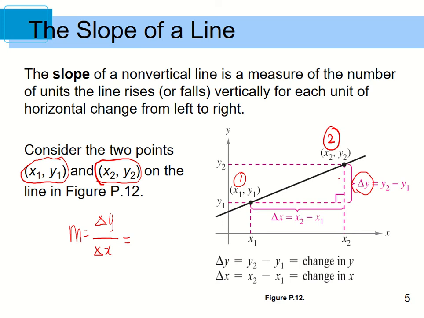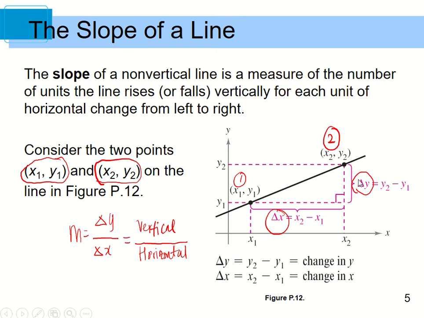The difference of y is the vertical difference, the vertical distance, the vertical changes. And the difference of x refers to this one. The difference of x refers to the horizontal changes. So when we have the difference of y divided by the difference of x, we call this slope.